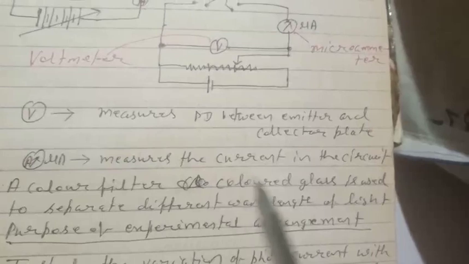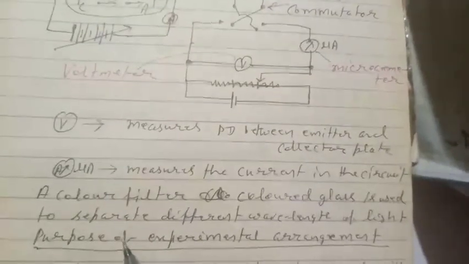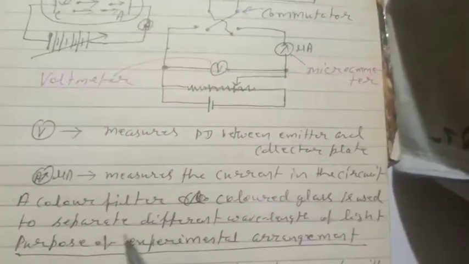A color filter, colored glass, is used to separate different colors, that is, to separate different wavelengths of light. This is the color plate, and this is the source of light, where light is coming to strike this plate.